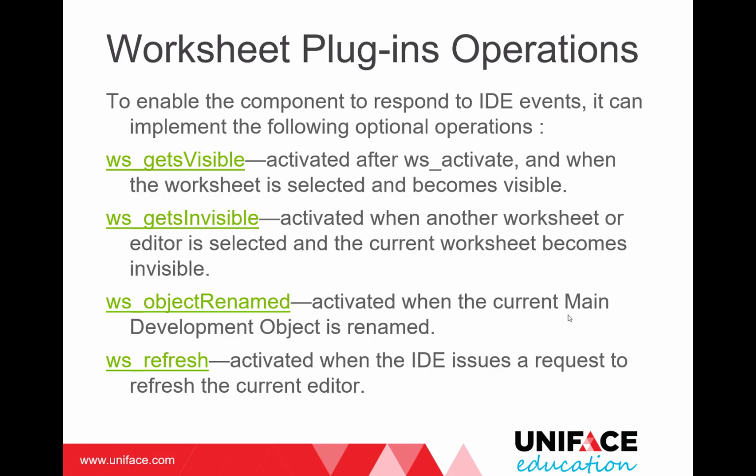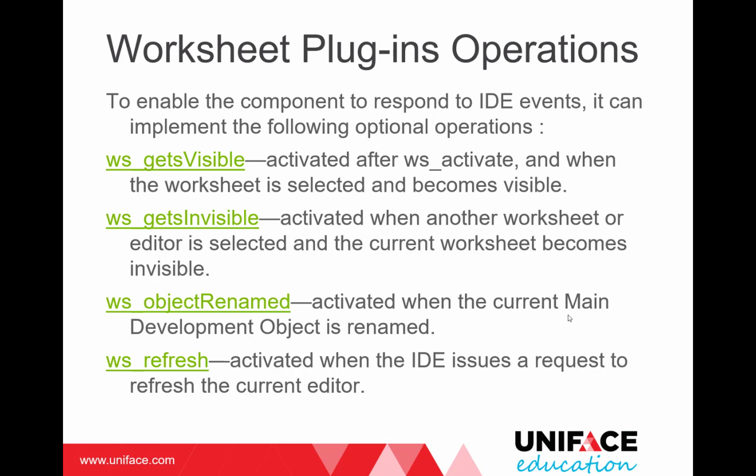Then we have a number of optional operations, and they sort of speak for themselves. So WS Get Visible is when the tab is given focus and it becomes visible. So it might be that you want to do some sort of refresh functionality or something else. WS Get Invisible is when the tab's closed. Potentially you might unload stuff, or again it depends on what the functionality of your component is.